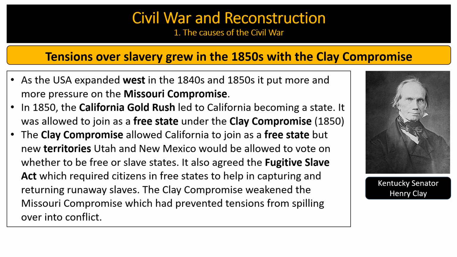The Clay Compromise allowed California to join as a free state, but new territories, Utah and New Mexico, would be allowed to vote on whether to be free or slave states. It also agreed the Fugitive Slave Act, which required citizens in free states to help in capturing and returning runaway slaves. The Clay Compromise weakened the Missouri Compromise, which had prevented tensions from spilling over into conflict.